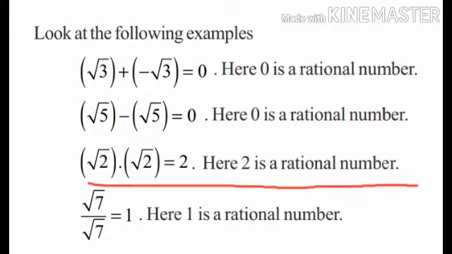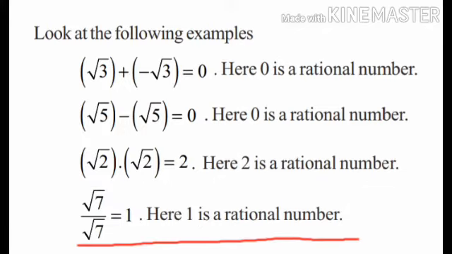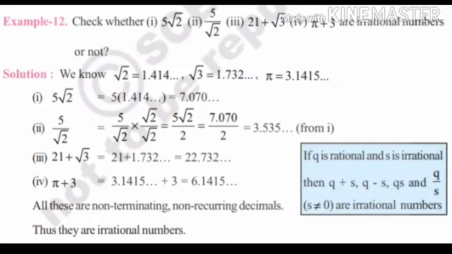One more example, root 2 into root 2 is equal to 2. Here 2 is a rational number, since root 2 into root 2 is equal to root 4, and we know the root 4 value is 2. One more example, root 7 by root 7 is equal to 1. Here 1 is also a rational number. Let us see some problems on irrational numbers.